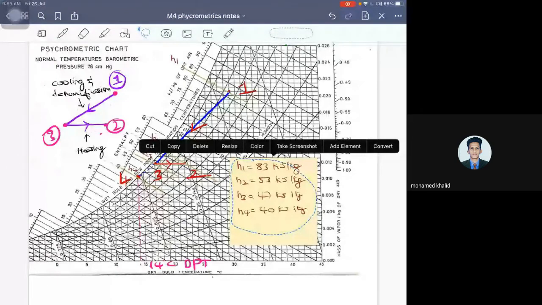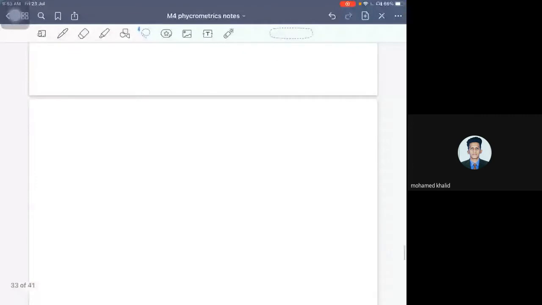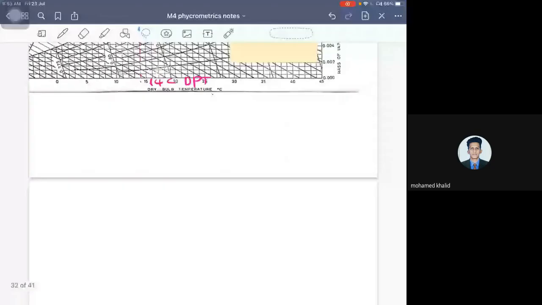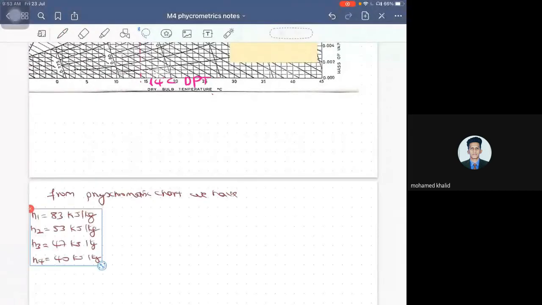So now I would take a new page. Okay, so now I would write from the psychrometric chart we have these values, right? All those values we have now calculated.